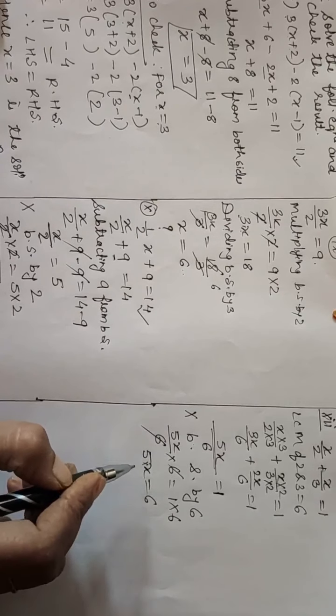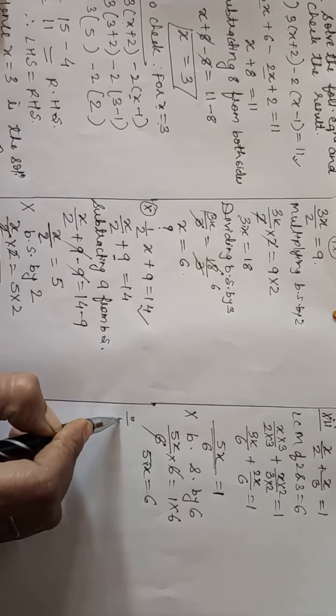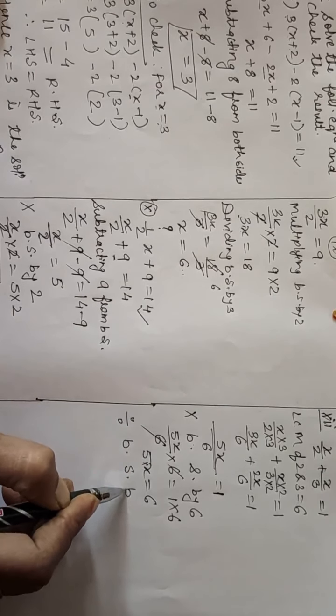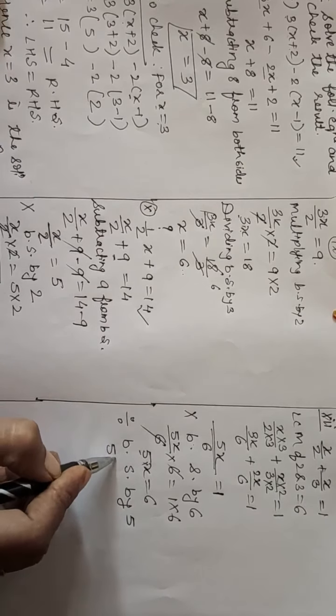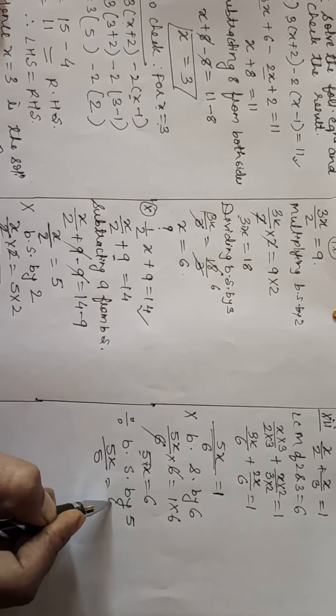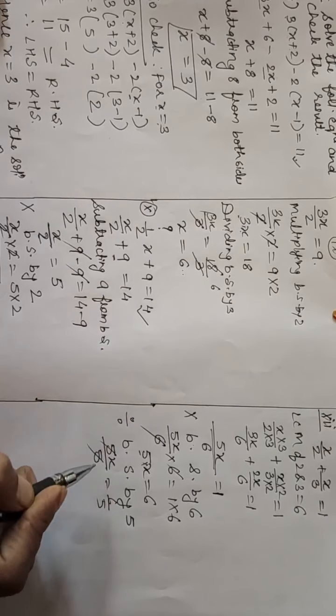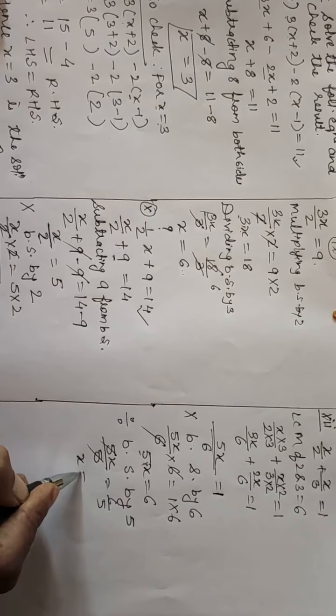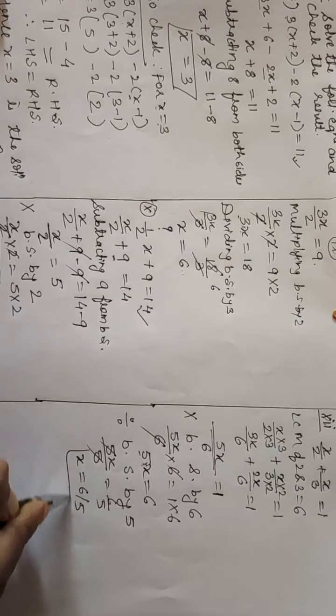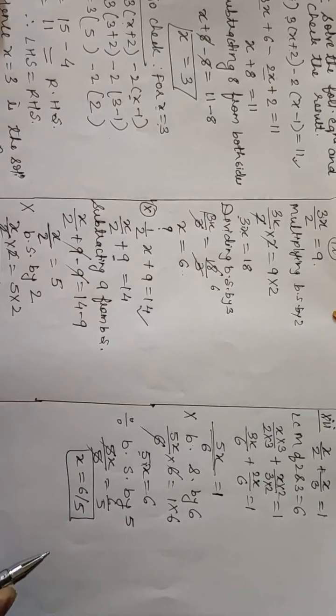Again you can see here multiplication. So now you have to write dividing both sides by 5. So 5x by 5 is equal to 6 by 5. This 5 gets cancelled and you have got the value of x is equal to 6 by 5. Okay, so we have got the value of x is equal to 6 by 5.